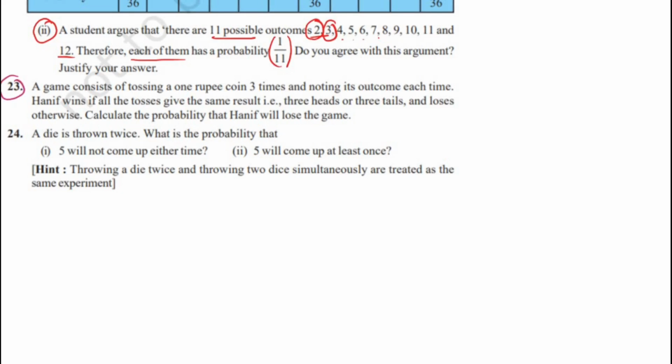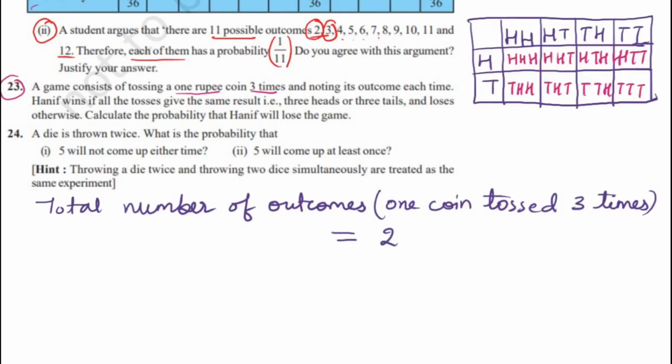23rd question. A game consists of tossing a 1 rupee coin 3 times. That means here a single coin is tossed 3 times. So the total number is 2 to the power 3, because one coin is tossed 3 times, so it turns out to be 8, and here is the sample space in the form of the box. A game consists of tossing 1 coin 3 times. I am reading the statement again. Noting its outcome each time, Hanif wins if all tosses give the same result. That means 3 heads or 3 tails, and loses otherwise. Calculate the probability that Hanif loses the game.